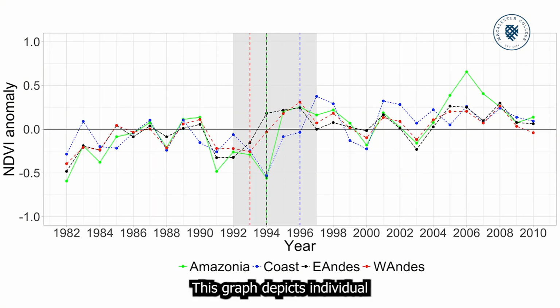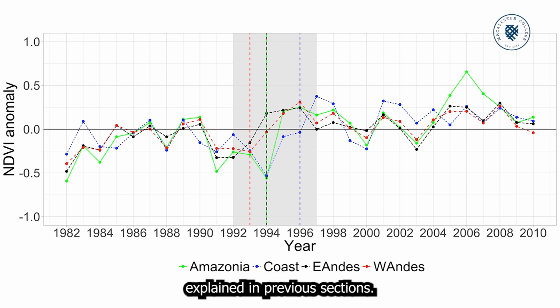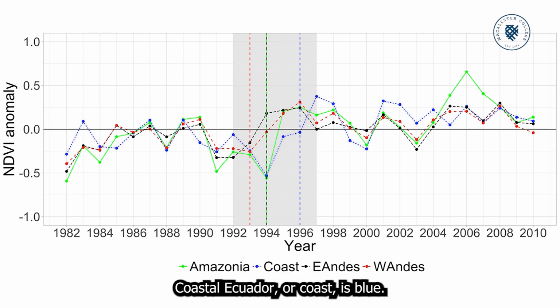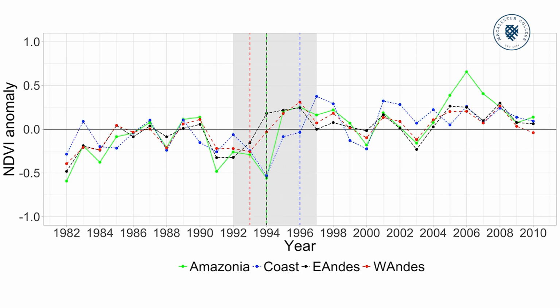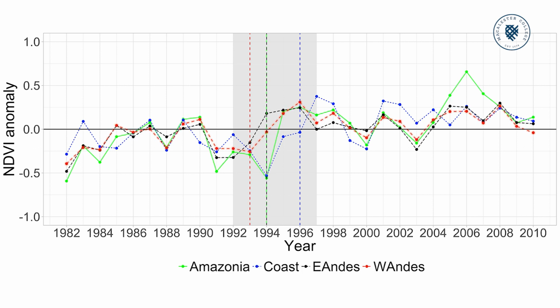This graph depicts NDVI anomalies between 1982 and 2010. The y-axis shows a scale ranging from -1 to 1, with 0 at the center. The x-axis shows years studied in this research. The different colors denote the different regions of Ecuador, explained in previous sections. The Ecuadorian Amazon, or Amazonia, is green. Coastal Ecuador, or coast, is blue. And the East and Andes are black and red, respectively.